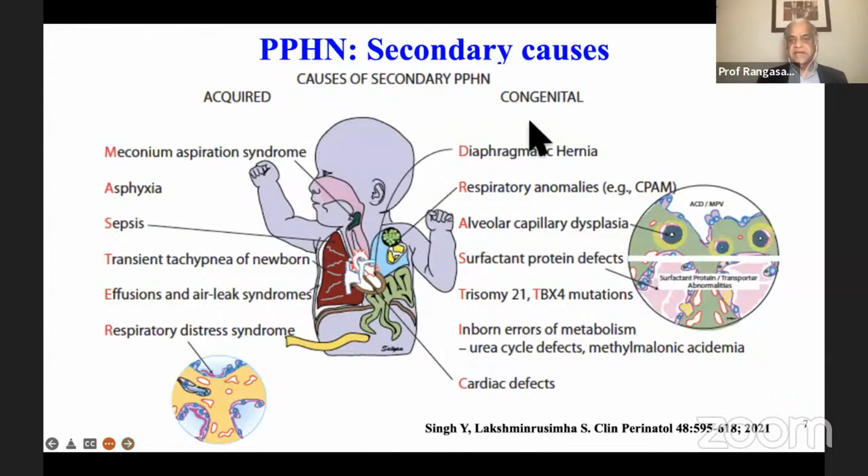So we look at congenital causes: diaphragmatic hernia, CPAM (cystic pulmonary airway malformation), alveolar capillary dysplasia, surfactant protein defects, trisomy 21, thromboxane 4 mutations, inborn errors of metabolism, or cardiac defects. Most of the time, we are dealing with acquired conditions. Meconium aspiration syndrome is a classical example of a baby developing hypoxic respiratory failure and pulmonary hypertension. Asphyxia, sepsis, TTN in severe cases, pleural effusions, Ehlers syndromes, or RDS, classical RDS or ARDS.